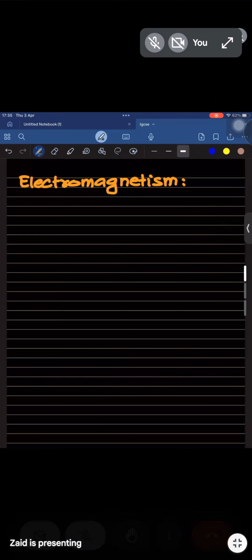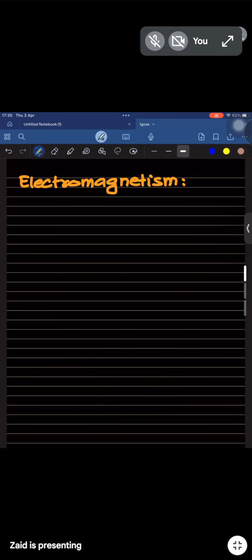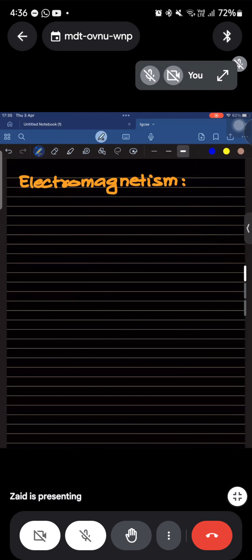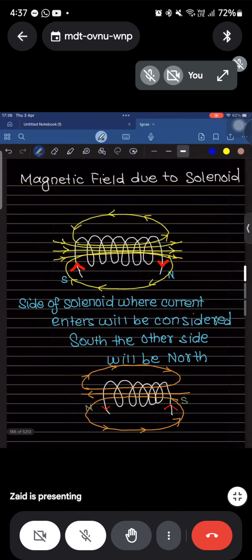All right. So electromagnetism, the first guy who observed this was Oersted. He was doing an experiment and he had a wire from which the current was passing. Oh, I just forgot one thing. Oh, my bad. Pardon me.